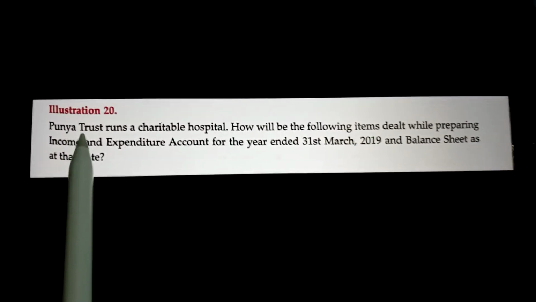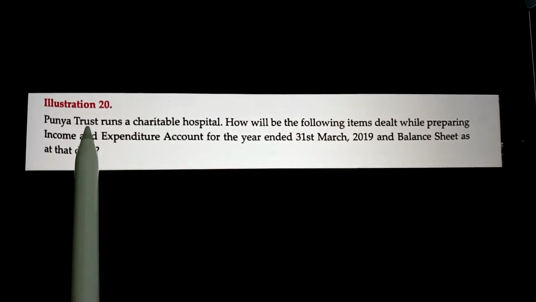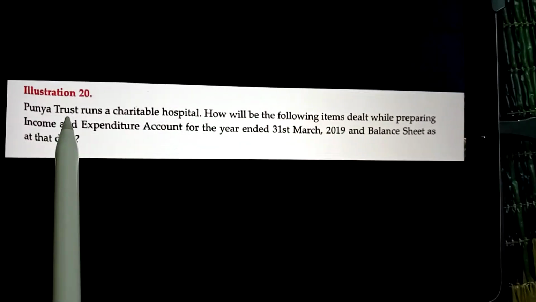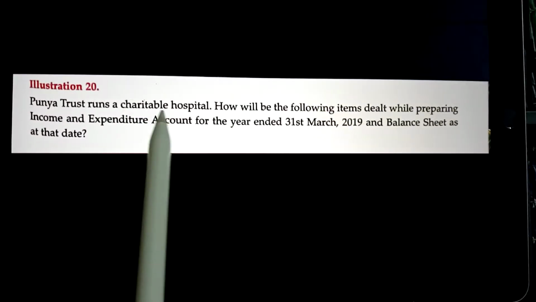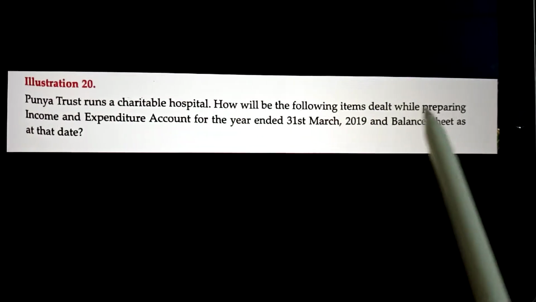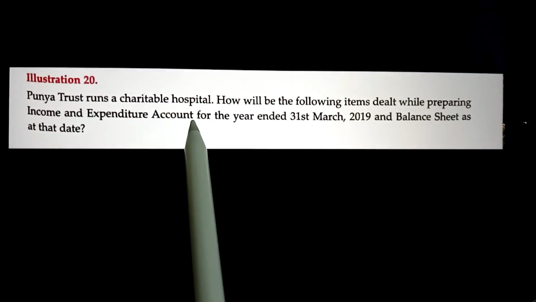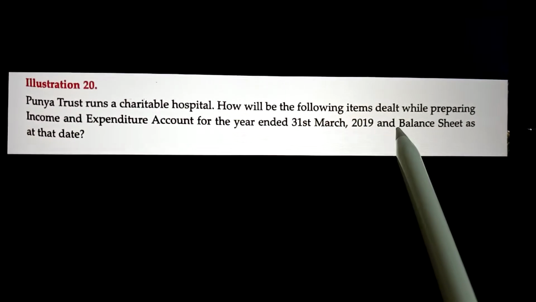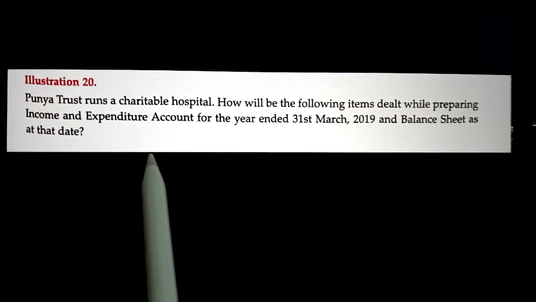Students, this illustration relates to the topic cost of material consumed, and under this illustration it is given that Punya Trust runs a charitable hospital. How will the following items be dealt with while preparing the income and expenditure account for the year ended 31st March 2019 and the balance sheet at that date?